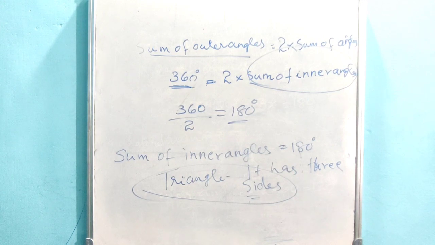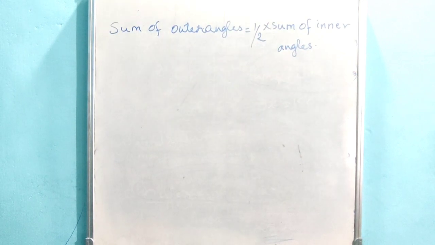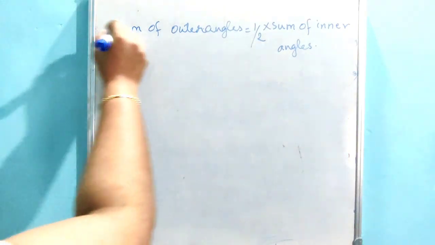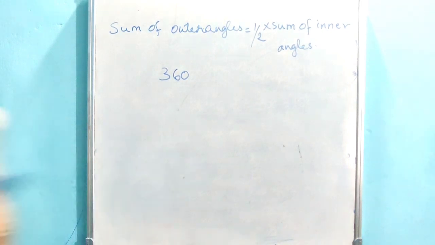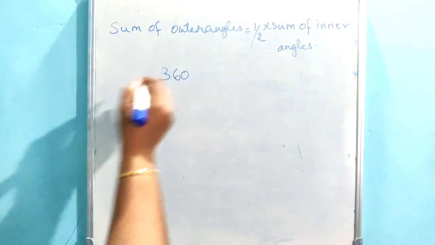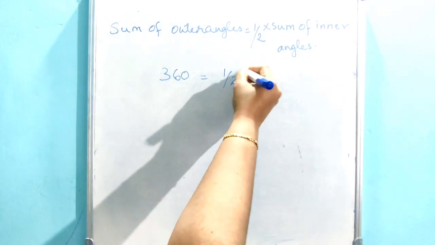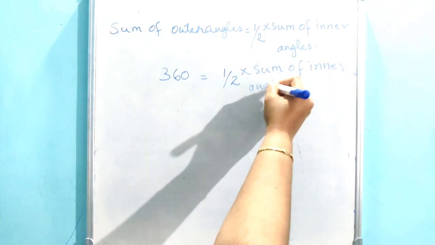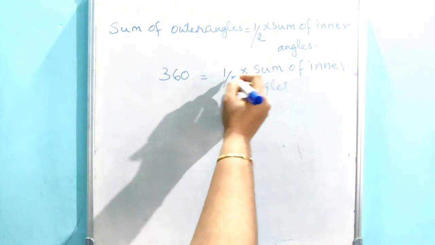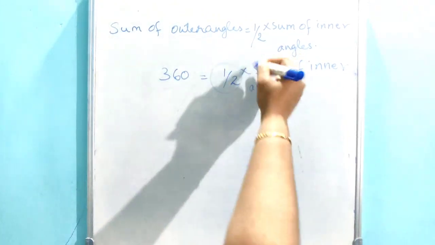And the second part of the question, what if the sum of outer angles is half the sum of inner angles? And we know that the sum of outer angles of every polygon is 360. And 360 is half of the sum of inner angles of a polygon. We need to find which polygon it is.